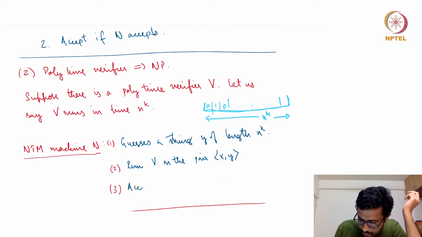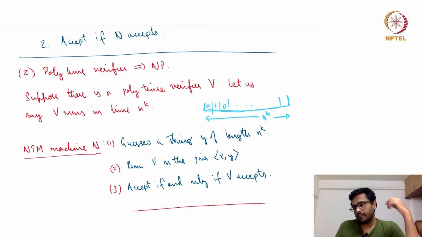And accept if and only if V accepts. So now the non-deterministic guess could be all the possible combinations of y's. If x is in the language, there is a y that will lead to its verification, and hence that will correspond to a path in the non-deterministic Turing machine that will lead to an accept. If x is not in the language, there is no such y, and whatever path the non-deterministic Turing machine takes, it will lead to rejection.